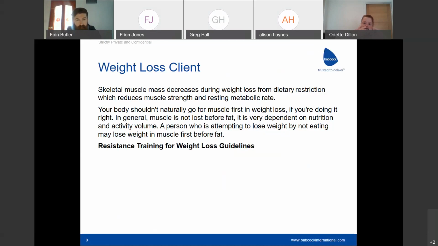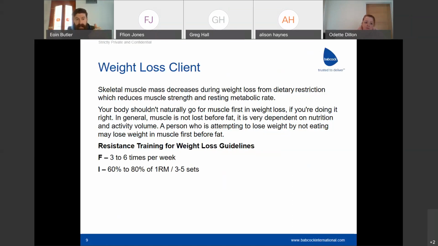The resistance training for weight loss guidelines. Frequency, 3 to 6 times per week, resistance training. Now, when we talk about resistance training, it's not all about pushing weights. Things like body weight exercise and weight bearing exercise will help with resistance training as well. So it doesn't have to be about pushing dumbbells, etc. Resistance bands are a really good way to work resistance training as well. Okay, so 3 to 6 times per week.